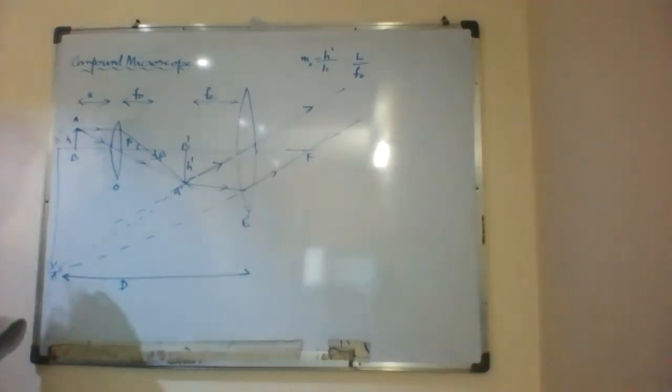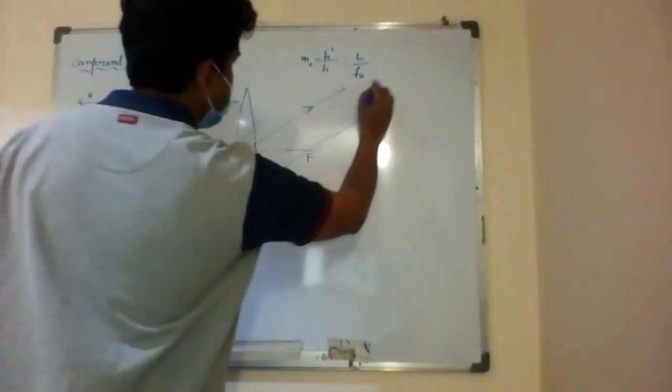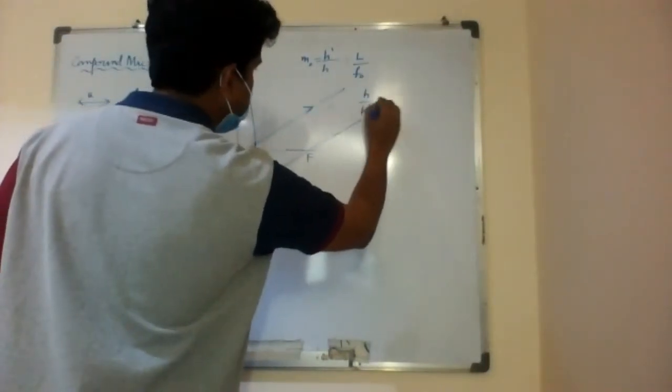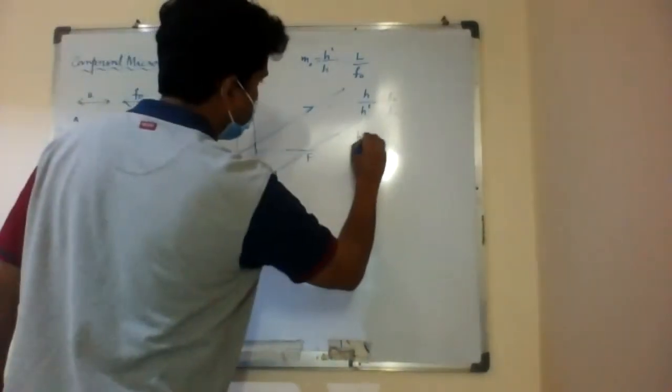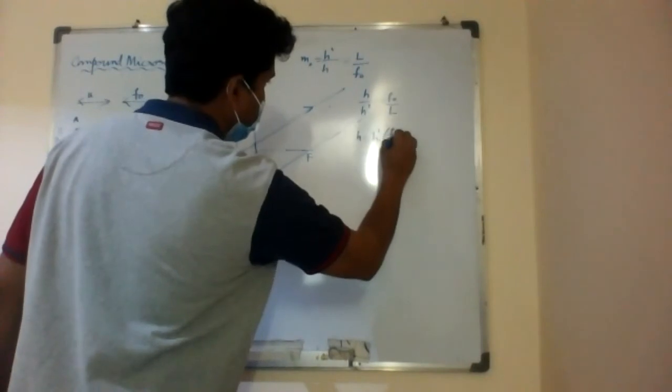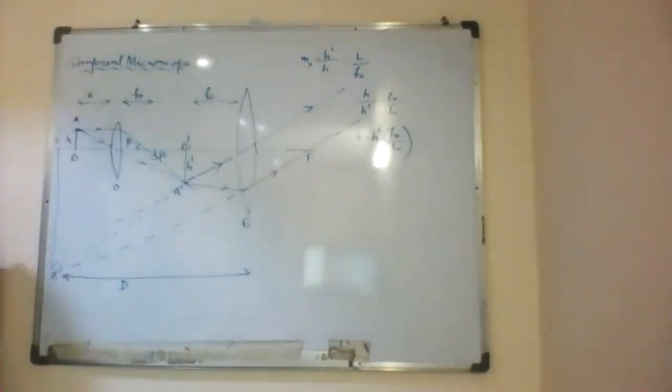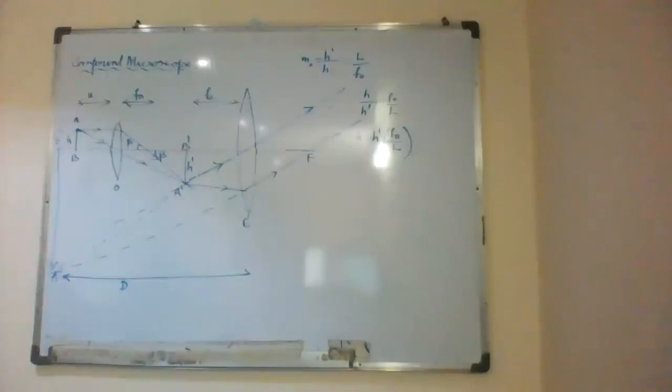Now invert this one. H by H dash is equal to FO by L, and H is equal to what? H is equal to, cross multiply, H dash into FO by L. Is that clear? Okay.